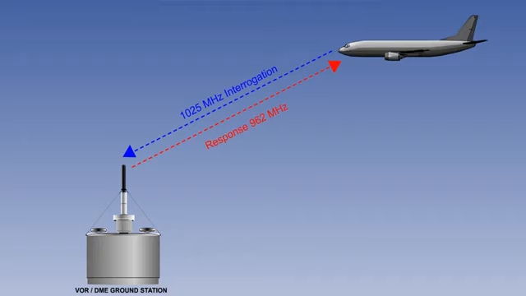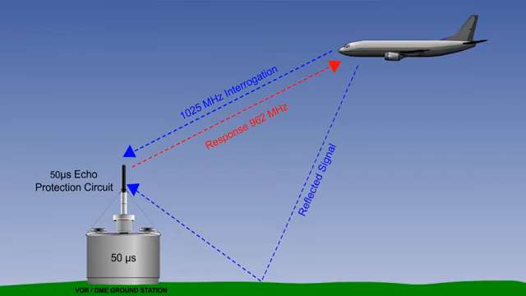For example, if a carrier wave of 1025 MHz is used for the interrogation pulse train, the carrier wave frequency of 962 MHz is used for the response pulse train. The response pulse train is always delayed by 50 microseconds, which allows enough time after the receipt of the interrogation pulses for any multipath echoes to arrive and be ignored before the response pulse is sent. The delay is called the echo protection circuit.